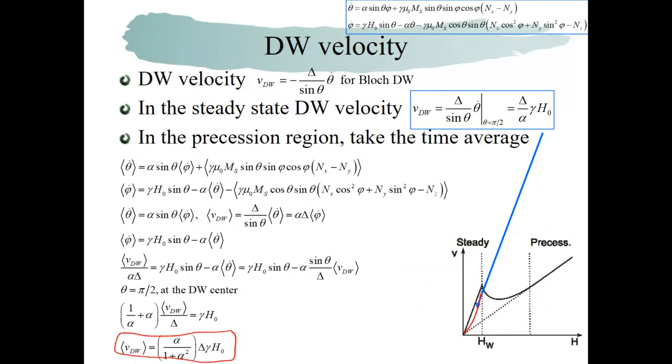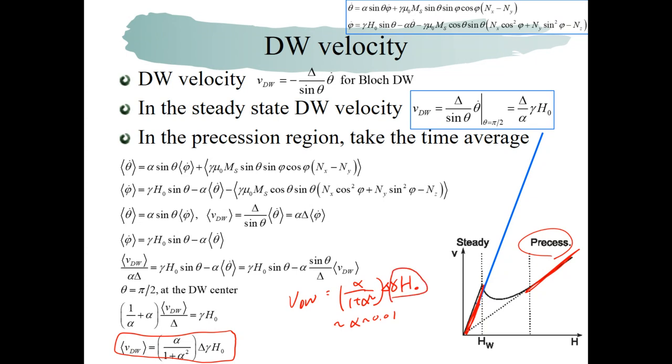Here, we have two parts. One is the steady part and this is the precession part. This is the result of the precession part. And this domain wall velocity is determined by something here. Here, this alpha divided by 1 plus alpha square is approximately just alpha. So this is about 0.001.